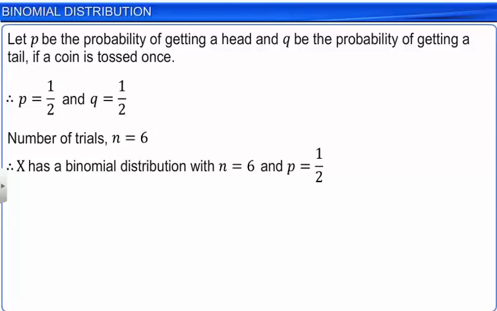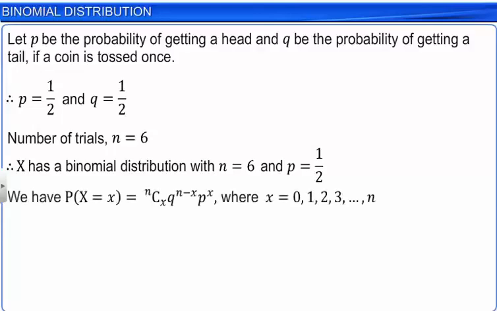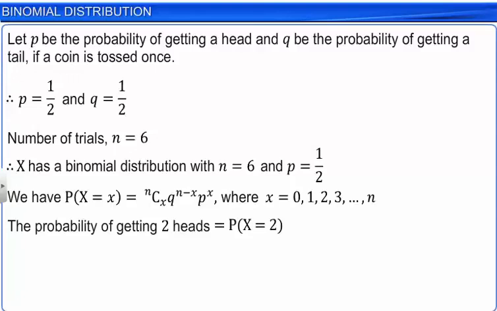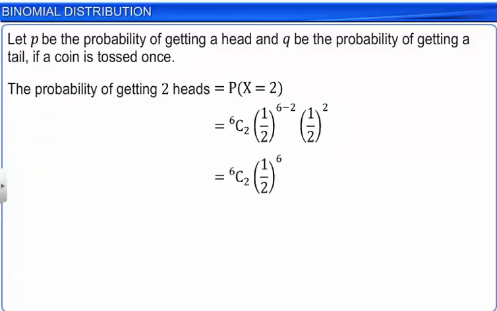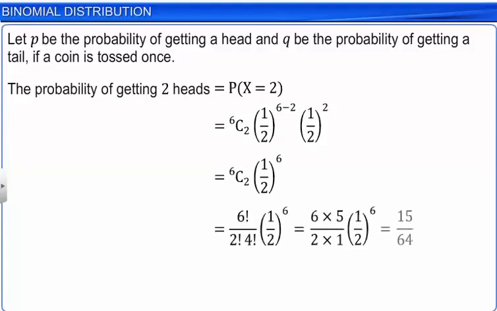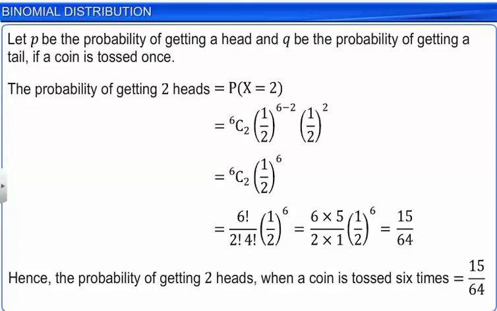The probability that X is equal to x is given by the formula here. Thus, the probability of getting 2 heads, or the probability that X can take the value 2, is equal to 6C2 times (1/2) raised to the power 6 minus 2 times (1/2) squared. This is equal to 6C2 times (1/2) raised to the power 6. On simplification, we get 15 divided by 64. Hence, the probability of getting 2 heads when a coin is tossed 6 times is 15 divided by 64.